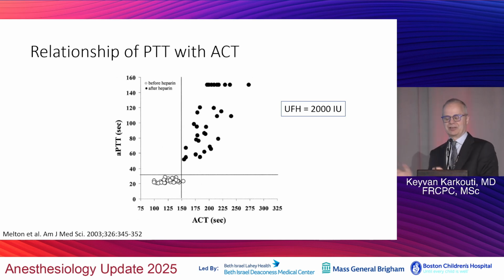So PTT doesn't tell you anything about it. 2,000 units of heparin puts your PTT above the threshold, whereas ACT still gives you a useful number. And that's what we use, for example, when we use high-dose heparin for going on pump in vascular surgery when we're doing stents and so on. So that's the difference. PTT is for low-dose heparin management, ACT is for high-dose heparin management.